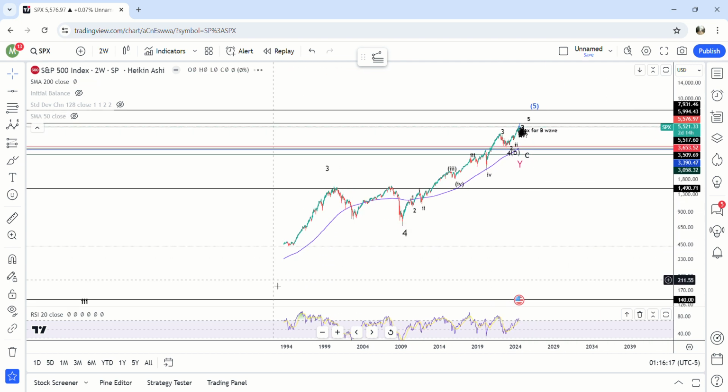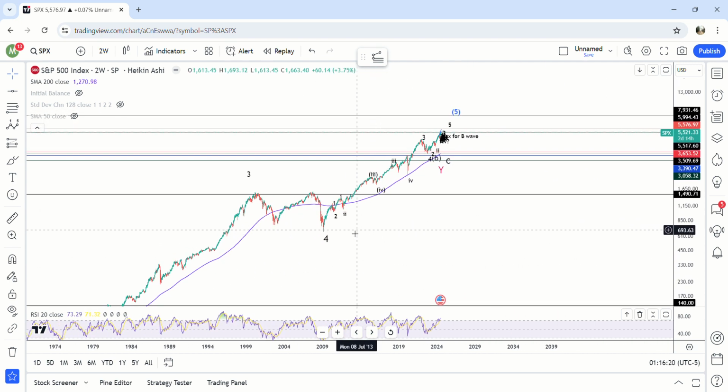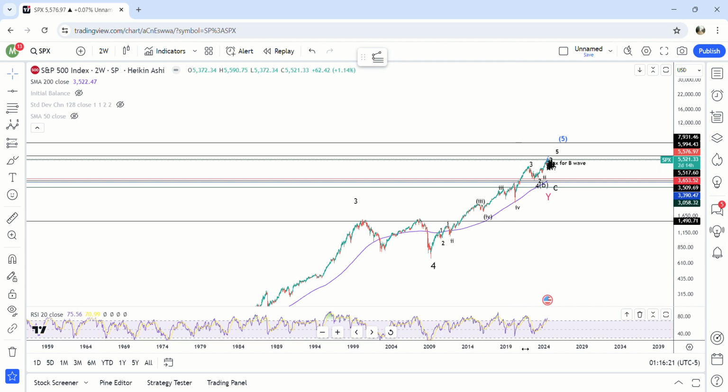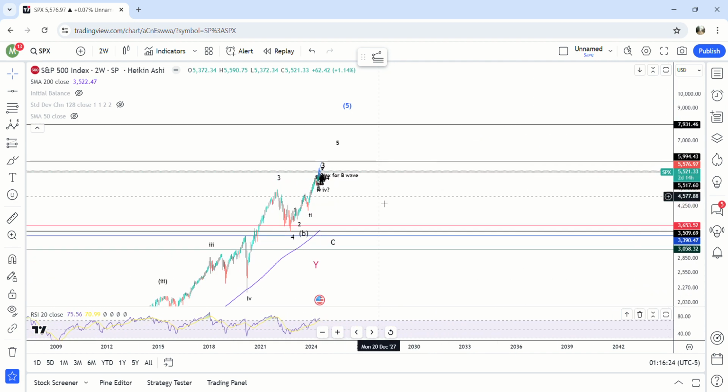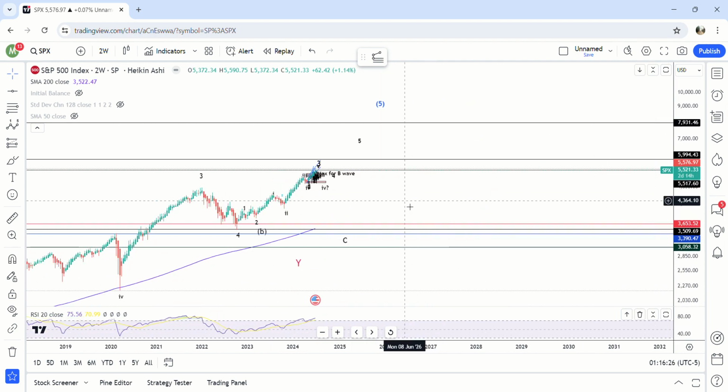I start off in the highest time frames, figure it all out, and then I go down to lower time frames. And obviously, if I'm trading, then I'll go even down to like the 5-minute time frame sometimes. This is how you do it.